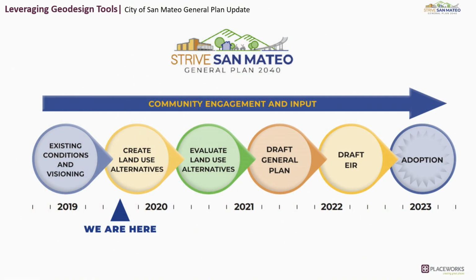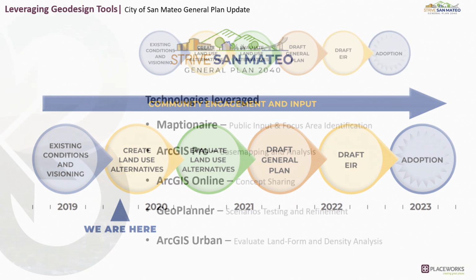And so in the community engagement and input process, we're looking at a couple of stages: existing conditions and visioning, just basically going out and talking with the community, getting a consensus, so you can kind of bear down on what exactly is going to be the focus of this general plan and what kind of goals you're trying to attain. And then create these land use alternatives and evaluate those, and then eventually get to an adoption phase.